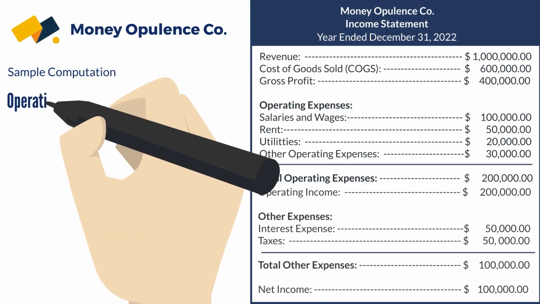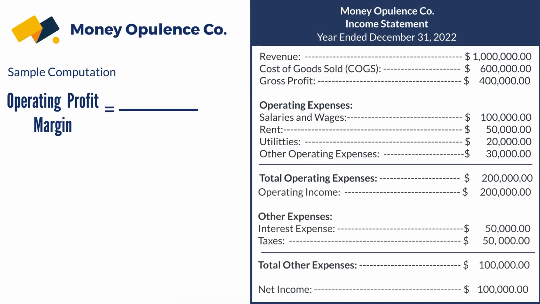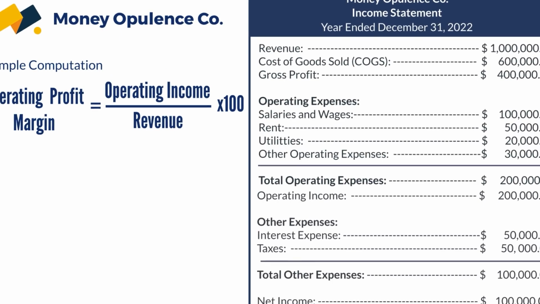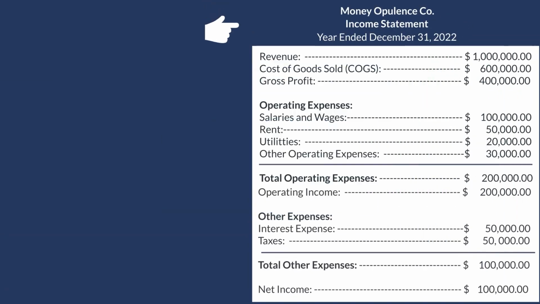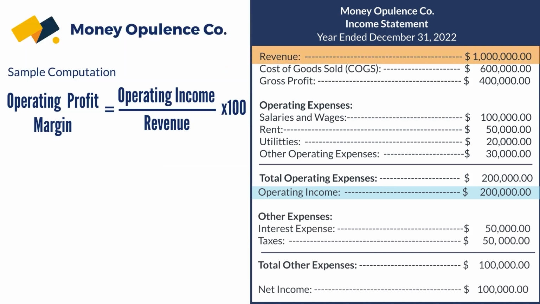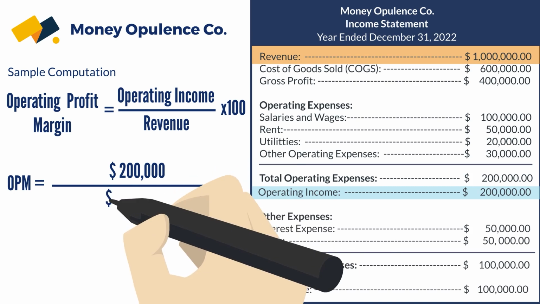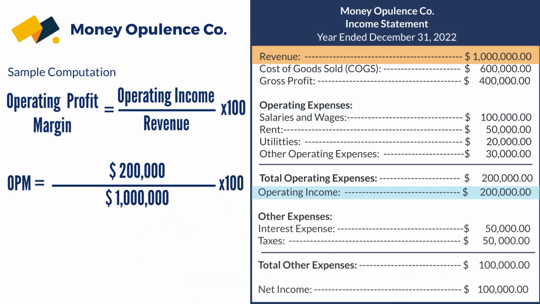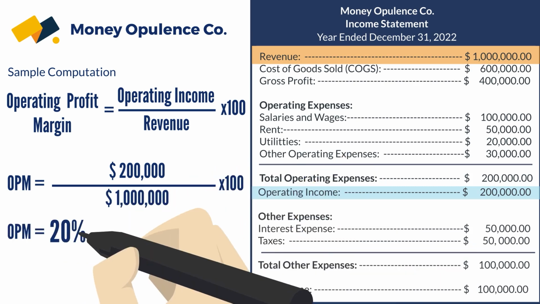To determine the operating profit margin, divide the operating income by the revenue and multiply the result by 100 to express it as a percentage. Using the same example, Money Opulence Corporation's operating income is $200,000, and the revenue is $1 million. Dividing the operating income by the revenue and multiplying by 100 yields a 20% operating profit margin.